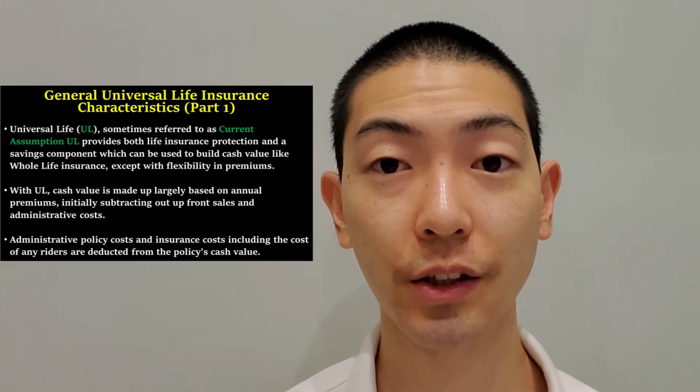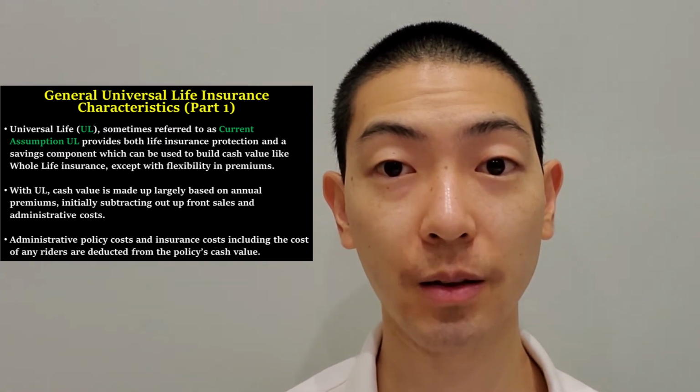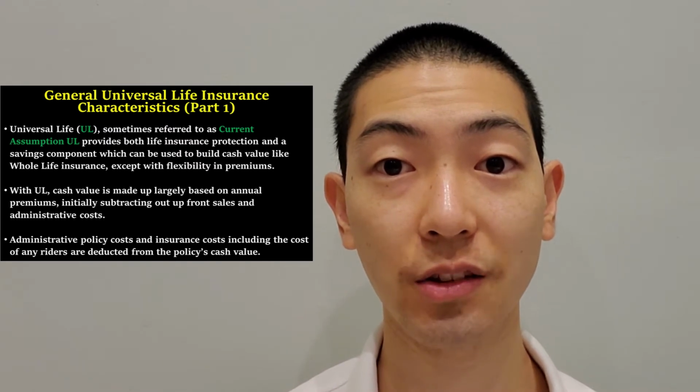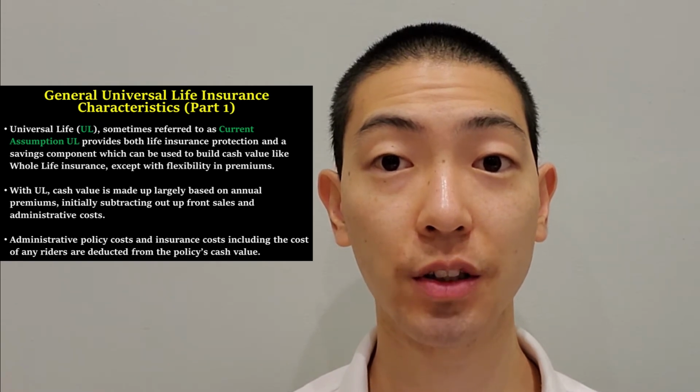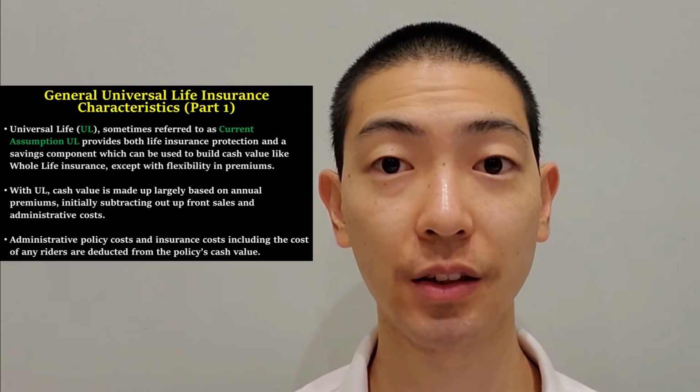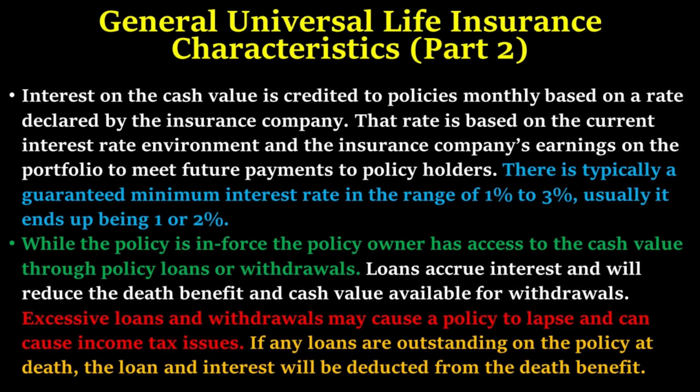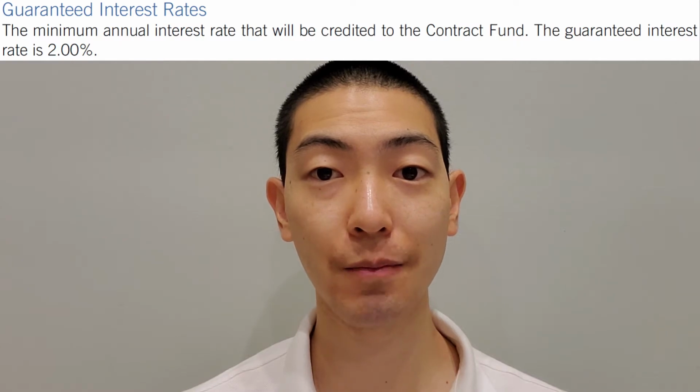With UL, cash value is made up largely based on annual premiums, initially subtracting out upfront sales and administrative costs. Administrative policy costs and insurance costs, including the cost of any riders, are deducted from the policy's cash value. Interest on the cash value is credited to policies monthly based on a rate declared by the insurance company. That rate is based on the current interest rate environment and the insurance company's earnings on the portfolio to meet future payments to policyholders. There's typically a guaranteed minimum interest rate in the range of 1 to 3%. Usually it ends up being 1 or 2%.